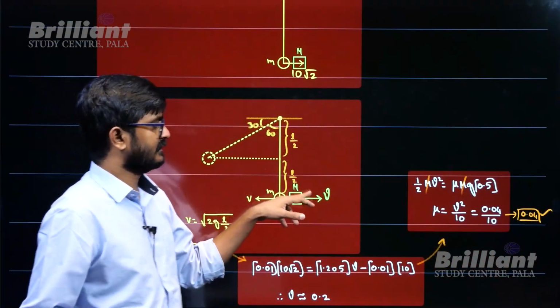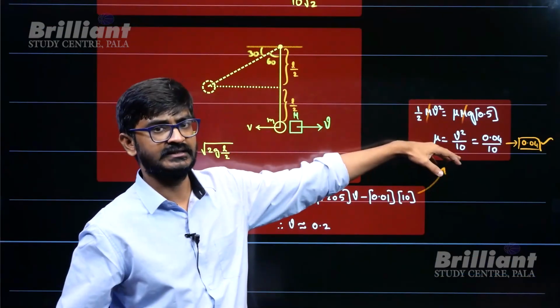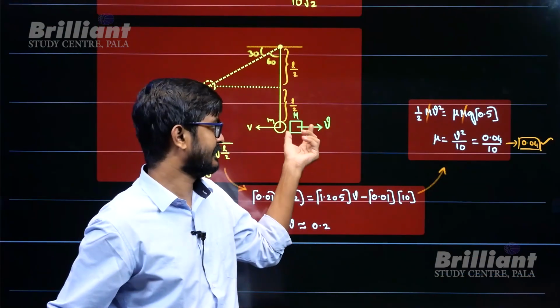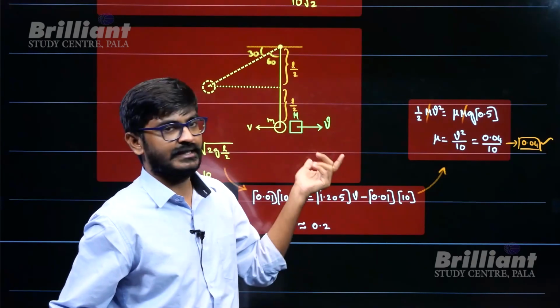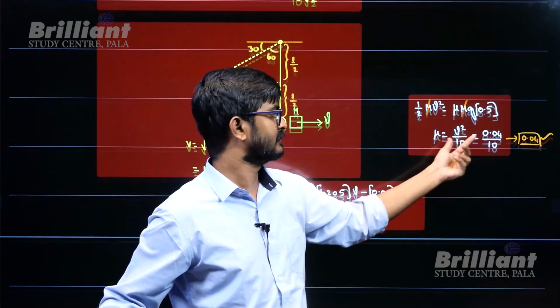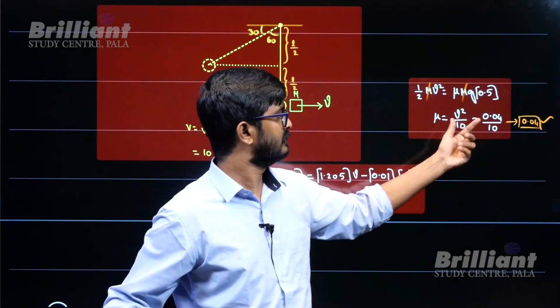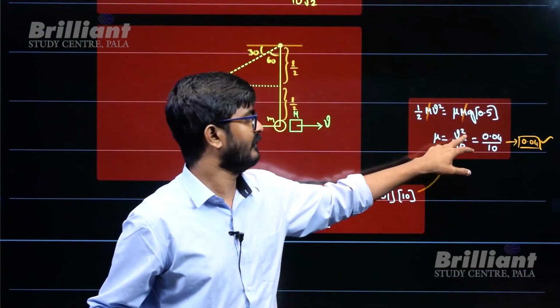Now similarly, the block is stopping after some time. So the kinetic energy is being converted to heat energy by friction. So work done by friction is mu mg into x. So from here I will be getting the mu value, as v square by 10. But how can I get the v value?